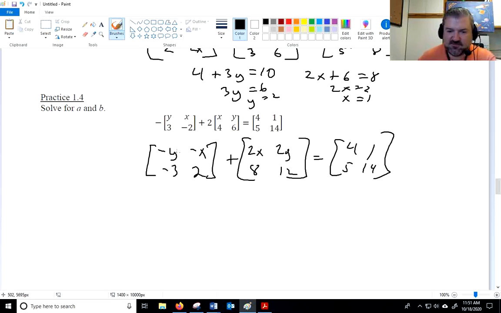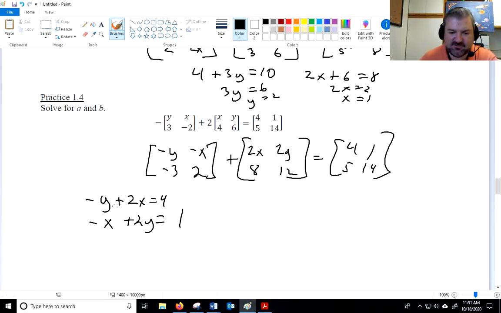All right, well, what does that tell me? Well, that tells me that negative y plus 2x must equal 4. Ooh, I can't solve that, though. It's two unknowns. But using the second statement, I can see that negative x plus 2y is equal to 1. Now I've got two variables, two equations, so I can solve this.